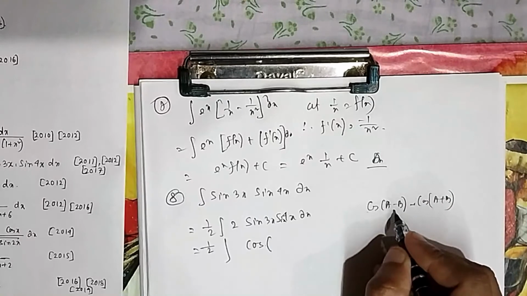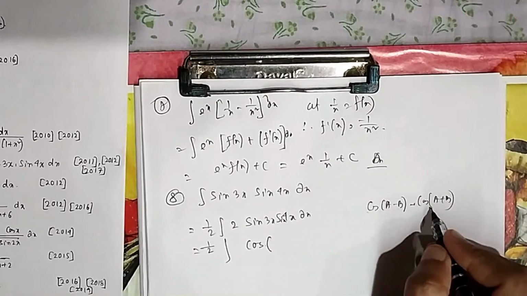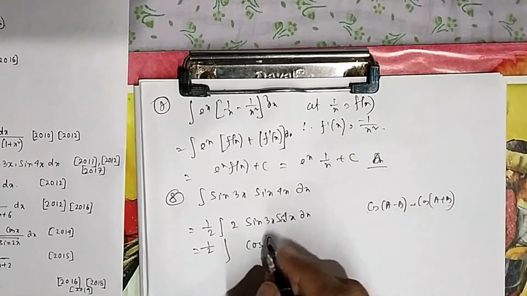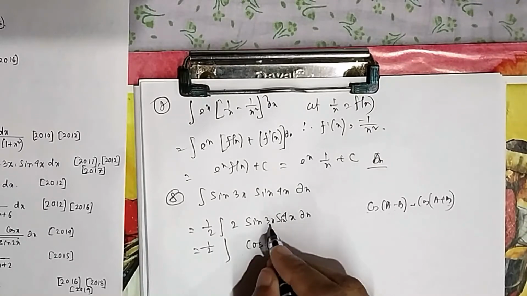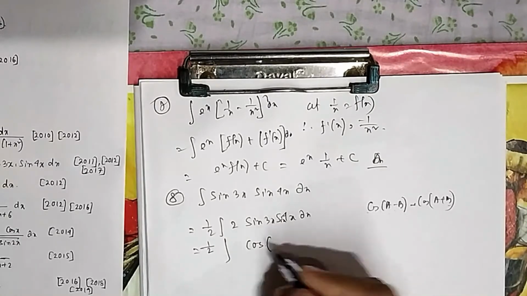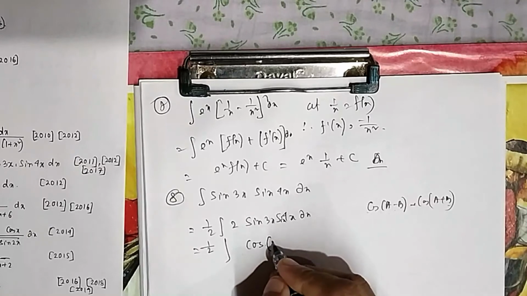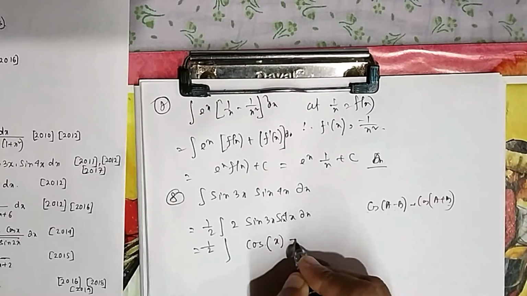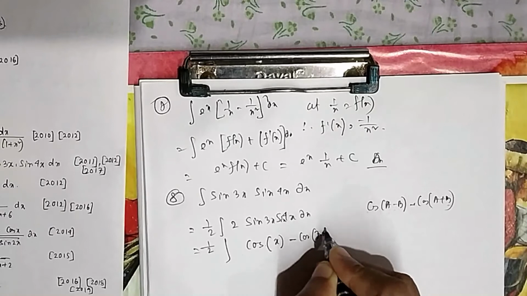Then it will be cos a cos b plus sin a sin b. The cos a cos b will get cancelled, minus sin a sin b, it will be 2 sin a sin b. So it will be cos a minus b. So you can take any a, any b, because for cos it doesn't matter. So cos of 4x minus 3x, it will be cos x minus cos 7x.